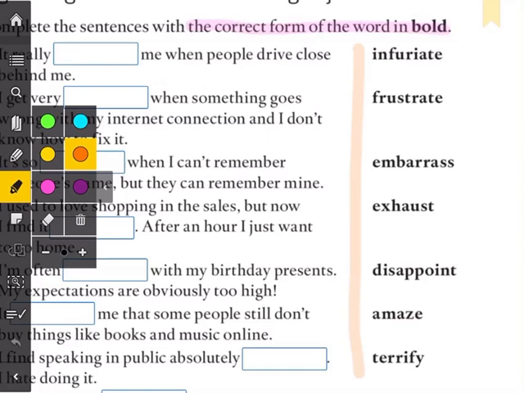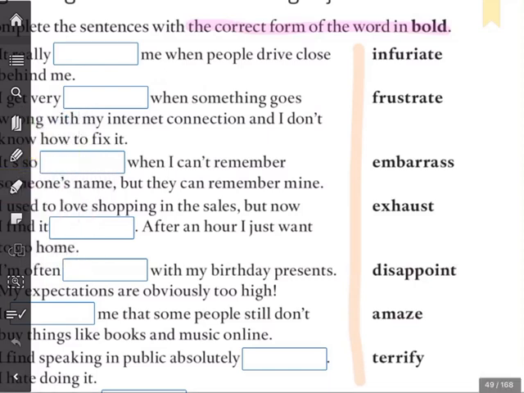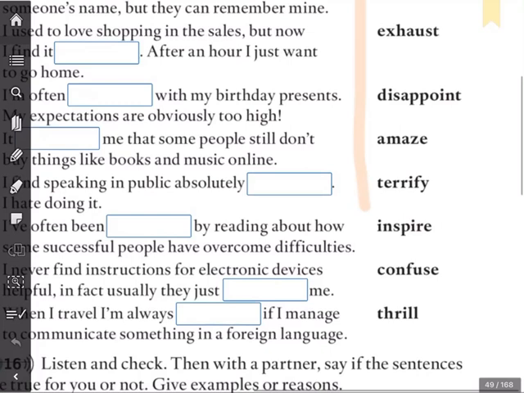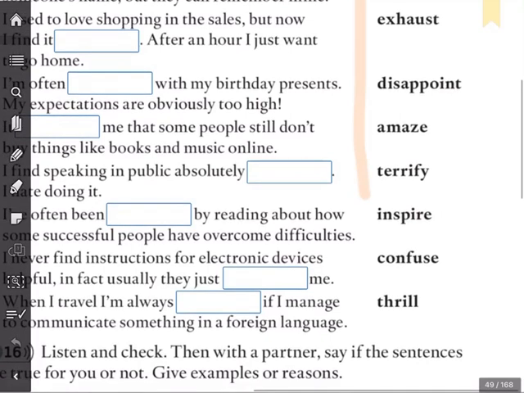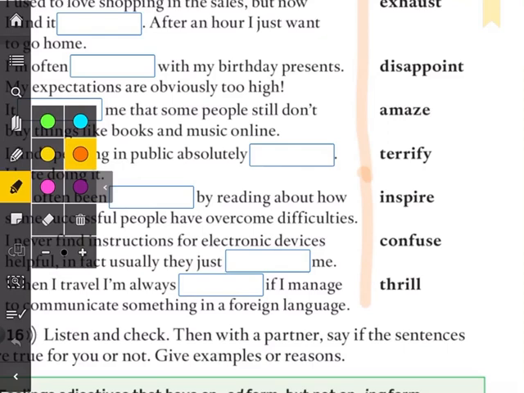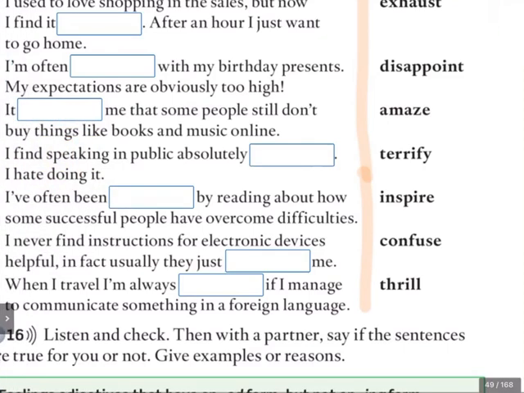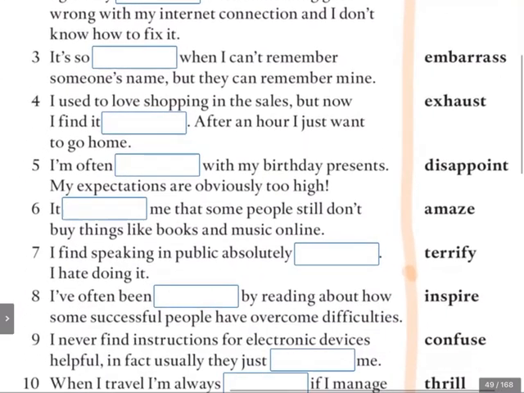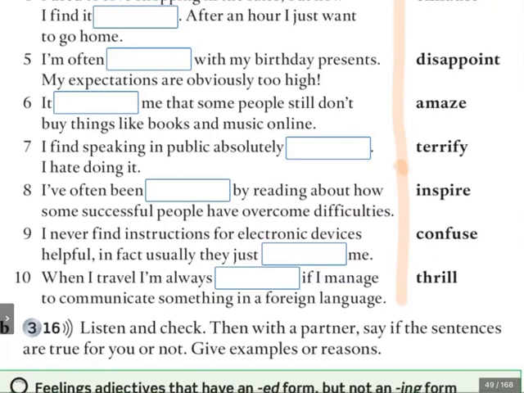Let's have a look. So we have infuriate, which is a verb. Frustrate is a verb. Embarrass is a verb. Exhaust is a verb. Disappoint is a verb. Amaze is a verb. Are you noticing a pattern? Terrify is a verb. Inspire is a verb. Confuse is a verb. And thrill is a verb. So we need to read the sentences and we need to decide if we're going to use the verb and conjugate it, or if we're going to use an adjective with ed or an adjective with ing. So here in this exercise, we have 10 more verbs, which have an ed or ing adjective to express how I feel about something.